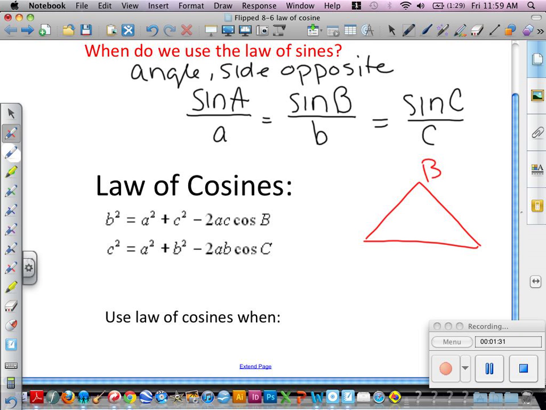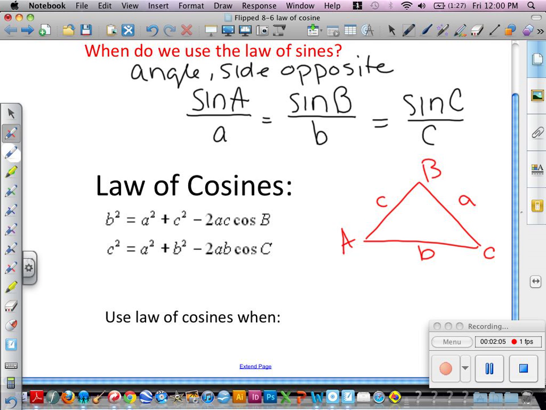When we look at the law of cosines, remember angle B has little b across from it, angle A has little a across from it, and angle C has little c across from it. So why don't you take a minute and look at that pattern. All right, now I have done b squared equals a squared plus c squared minus 2ac cosine of B. And then I have c squared equals a squared plus b squared minus 2ab cosine of C.